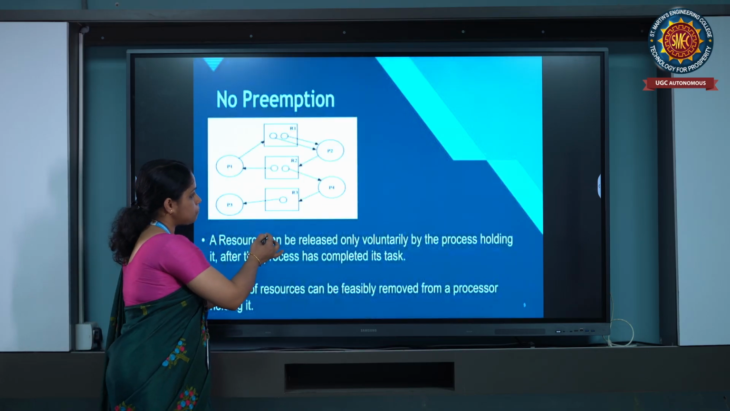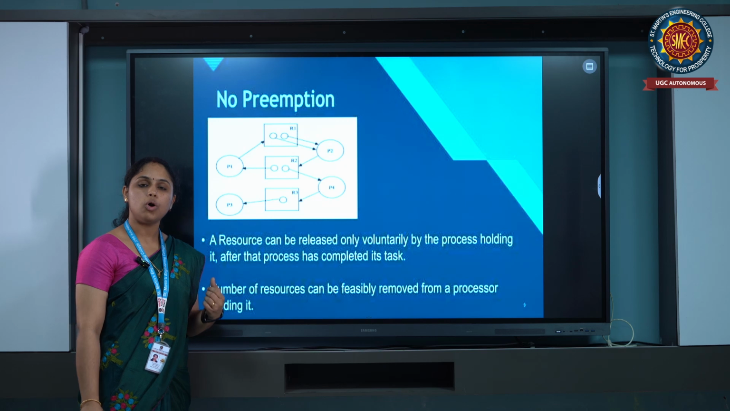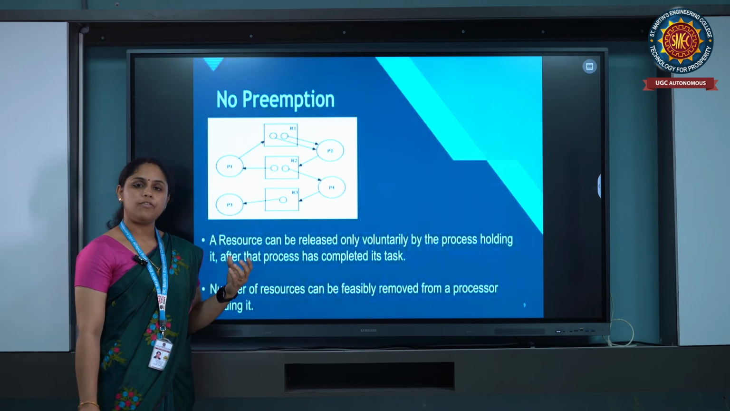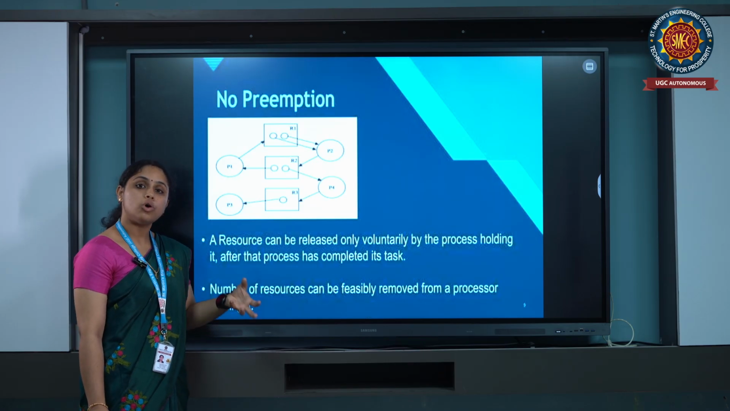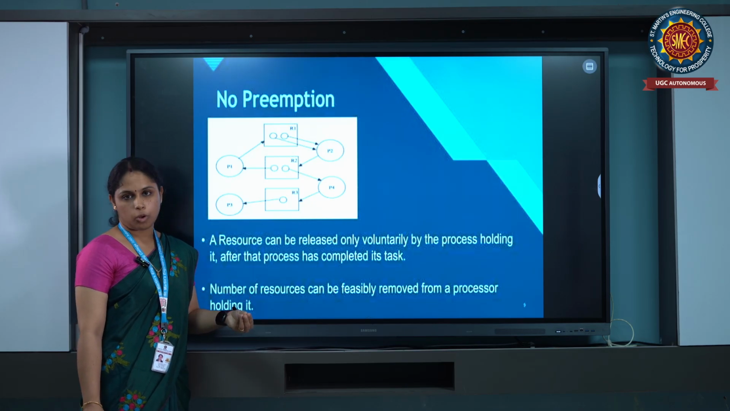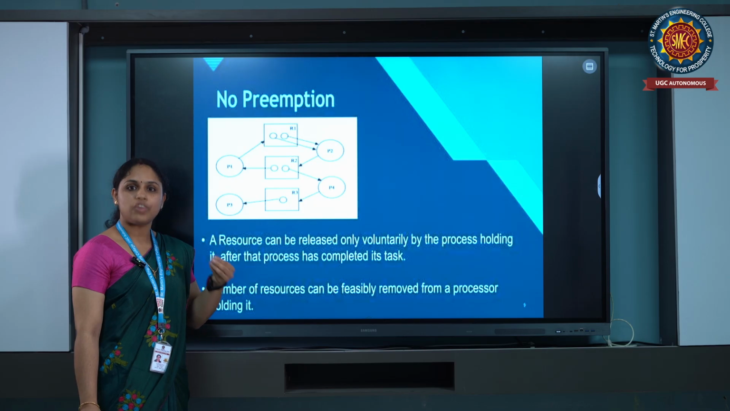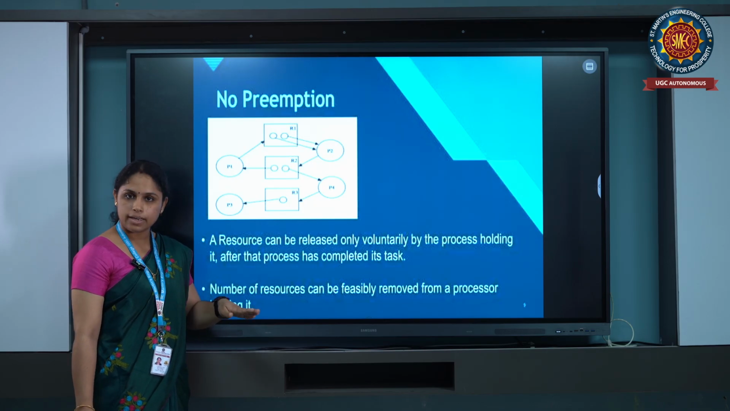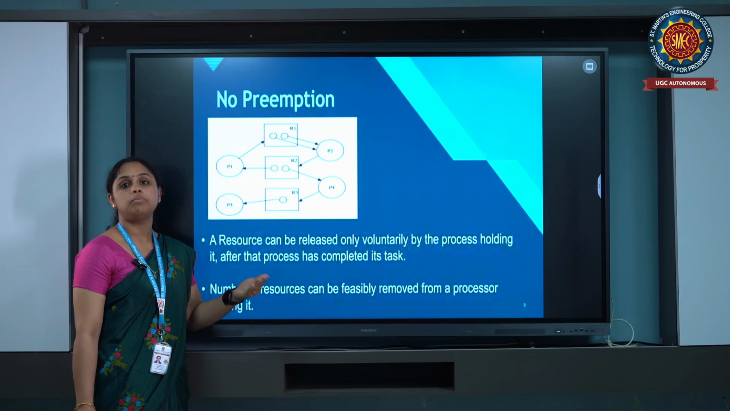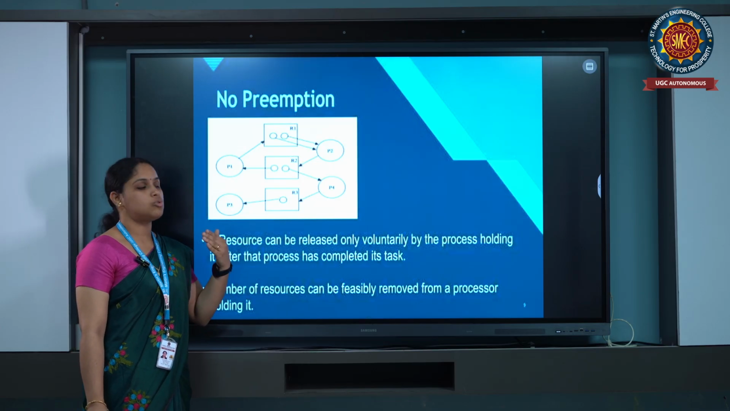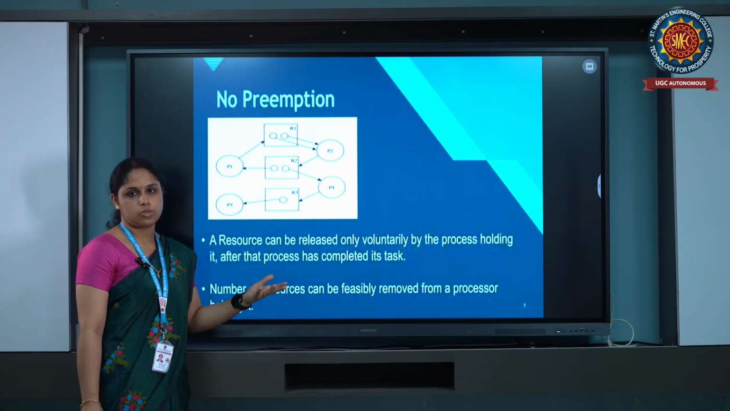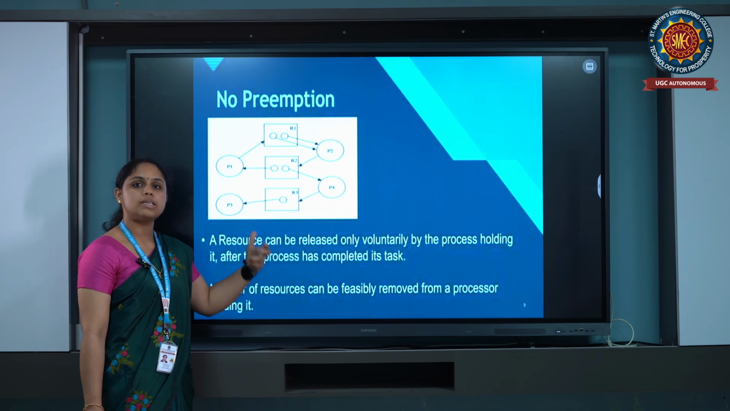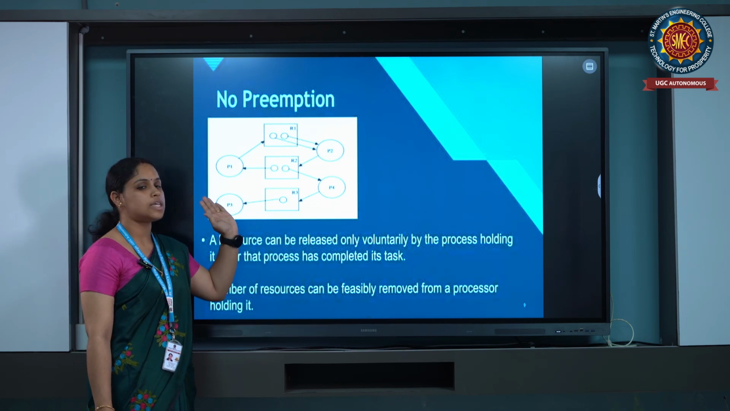Next one is no preemption. No preemption means if a resource is already allocated to a process, it cannot be forcefully taken from the process. Once it is allocated, the process has to complete and release it. It cannot be forcefully taken back from the process; it should be voluntarily released. That is called no preemption.